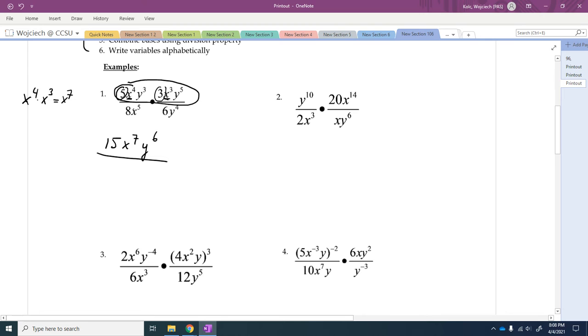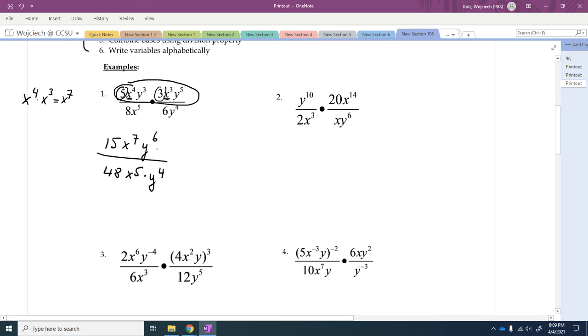Now let's look at the denominator. First question is, what is 8 times 6? Again, we are not adding 8 plus 6. We are multiplying. 8 times 6 is equal to 48. And I have x to the fifth and y to the fourth. They don't have the same base. Therefore, I cannot combine them. So that will be x to the fifth times y to the fourth.